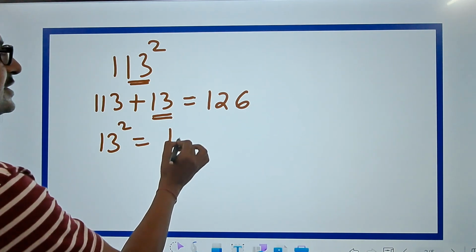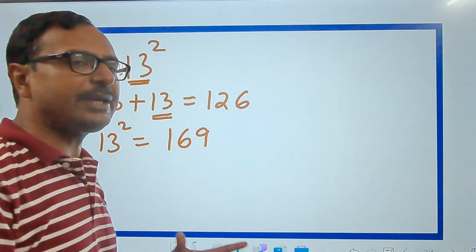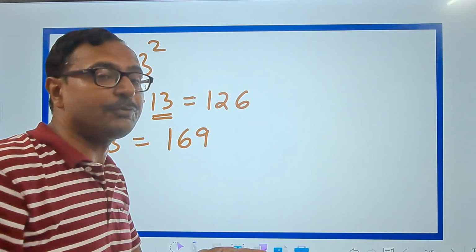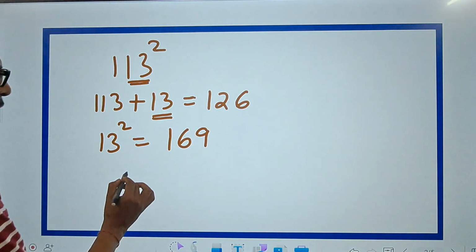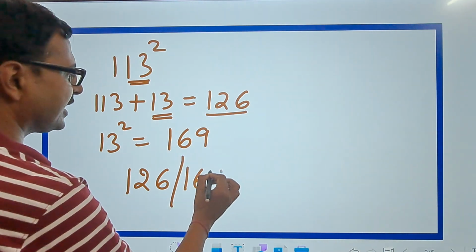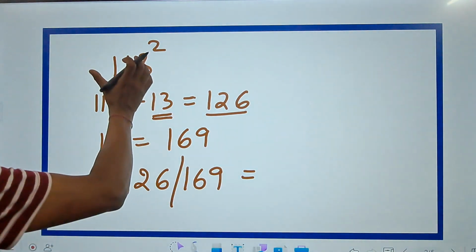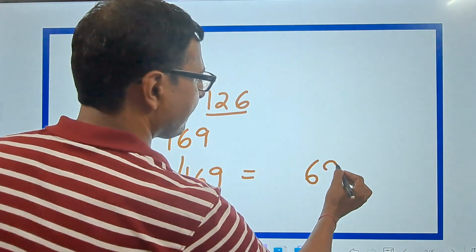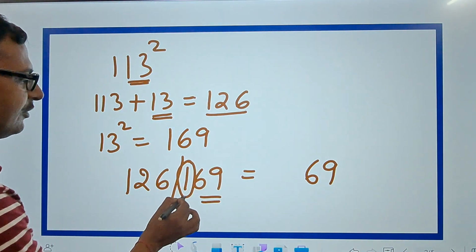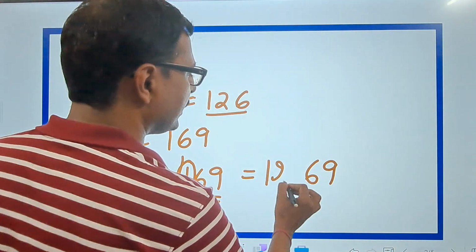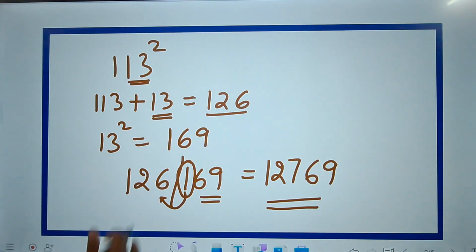13 square is 169. Now this is where you need to be careful. I told you the square should be a 2-digit number. If it is a 3-digit number, then you have to do one more step. So what do I do here? 126 is the first part of my answer, and 169 is the second part, but that is not the correct answer for 113 square. I'll take 2 digits from here, write 69, and then this one extra digit will be carried forward here to give you 126 plus 1, which is 127.